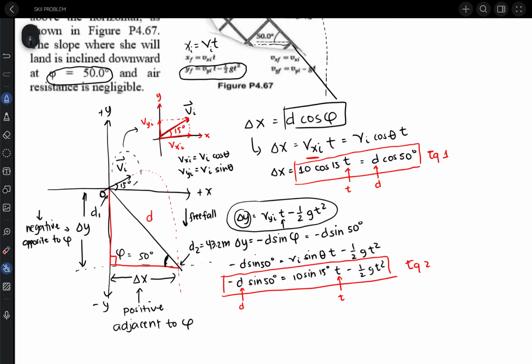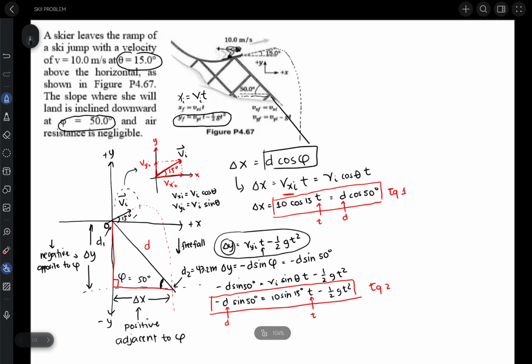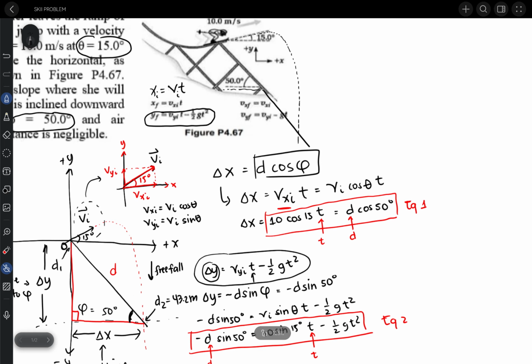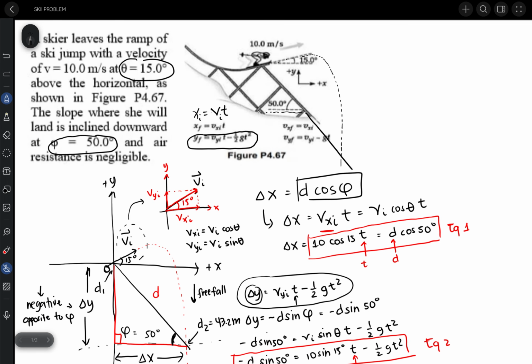And that, I guess, concludes our solution to the problem. There's another question in which it wants you to find the final velocity, but I'll just discuss that in another video.